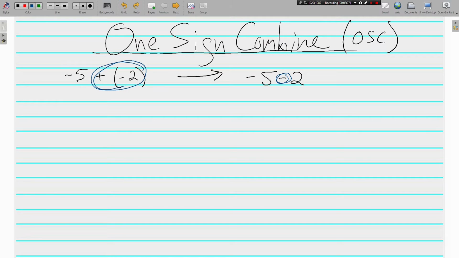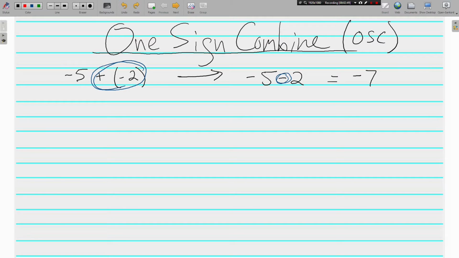When we have an expression written in OSC form, we can use our rules for combining integers. We have two with the same sign. We have 5 negatives and 2 negatives, which means we have 7 negatives. We add and keep the sign because they're both negative.